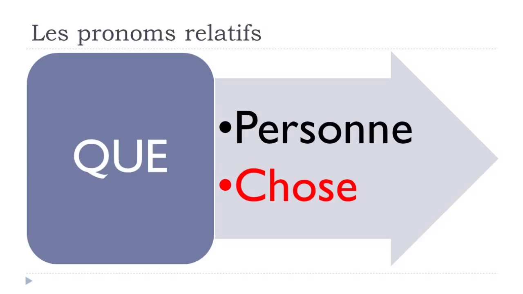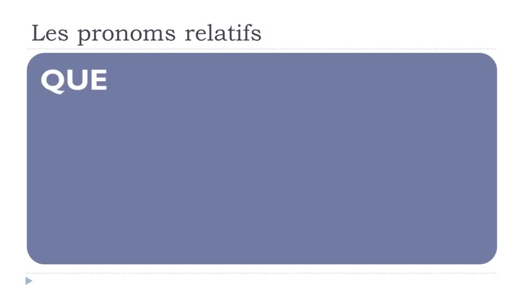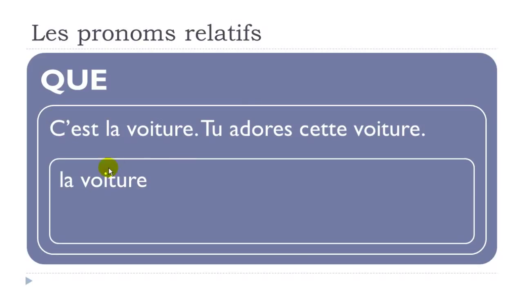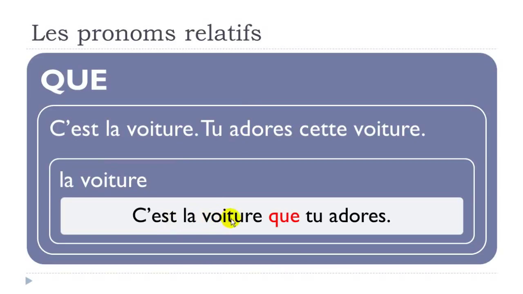So, let's see now with une chose, a thing, okay? C'est la voiture, tu adores cette voiture. Okay, and then obviously we don't want to repeat la voiture, okay? Adorer, to adore, tu adores cette voiture. C'est la voiture que tu adores. Alright, so same concept, you first put que here, then subject verb.